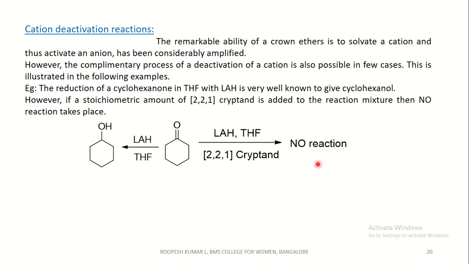then no reaction takes place. That is, we don't get the corresponding cyclohexanol. That is, this is disadvantageous. If you add a cryptand or a crown ether to certain reactions, the reaction doesn't take place. This is the structure of a cryptand, and in the previous slides I have told you 2.2.2 cryptand. Here it is 2.1.1 cryptand.